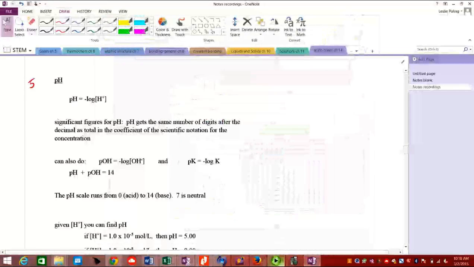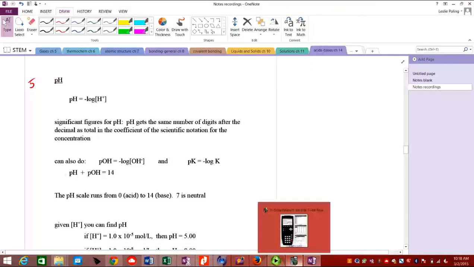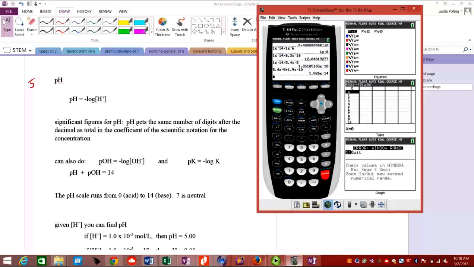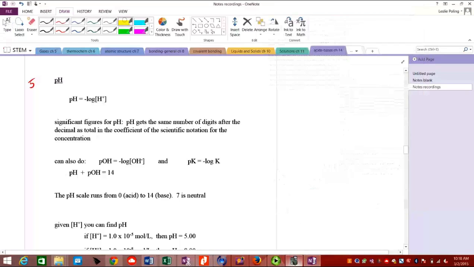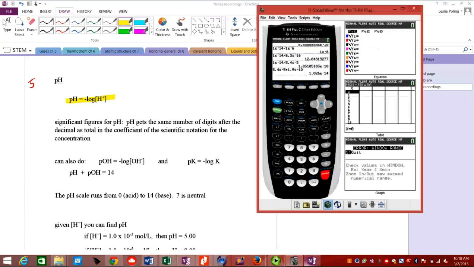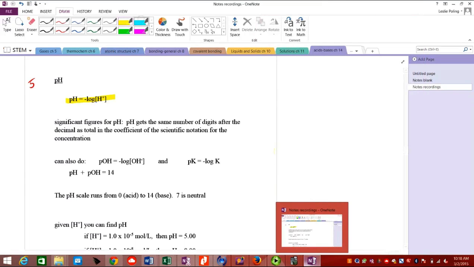pH, another section where you need to keep that scientific calculator handy, because pH is the negative log of the hydrogen ion. So we're going to be using that log key right there to the left of the 7. Now, significant figures for pH are unique, and you will probably catch me making some mistakes in it. If you do, please speak up.